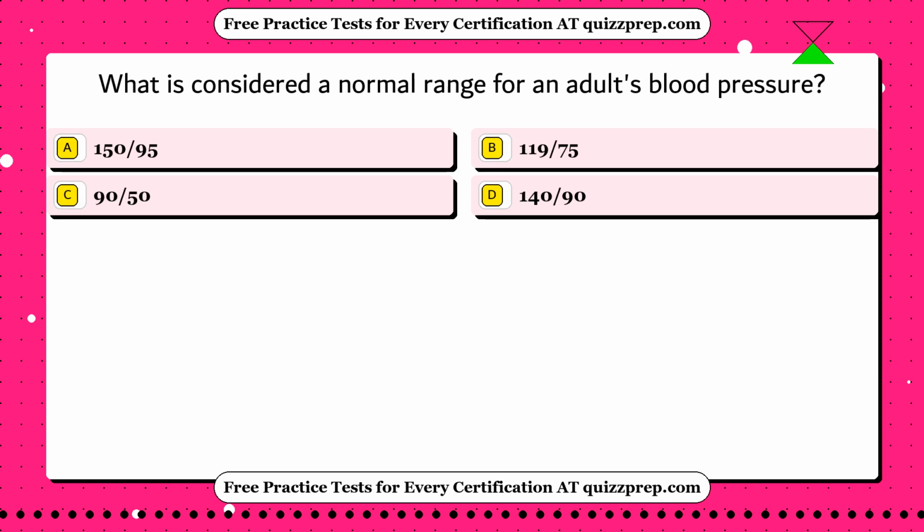Question 19. What is considered a normal range for an adult's blood pressure? Option A, 150/95. Option B, 119/75. Option C, 90/50. Option D, 140/90.